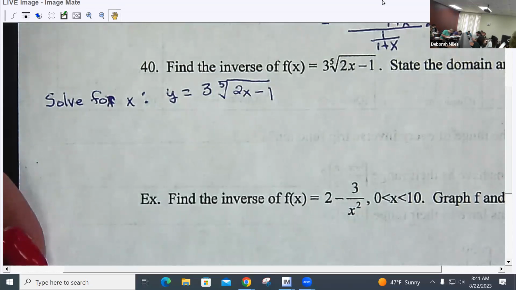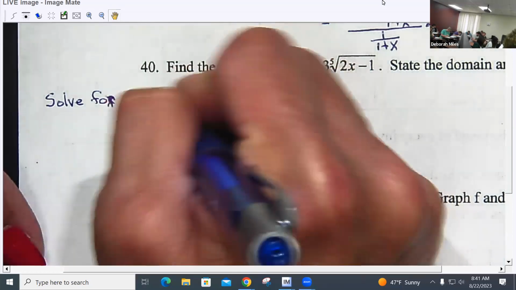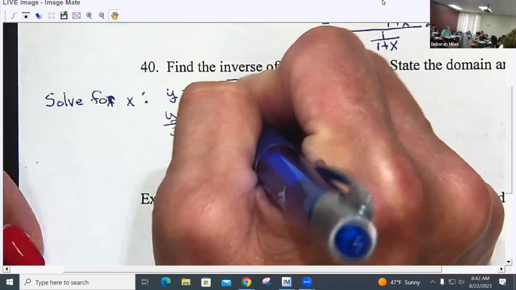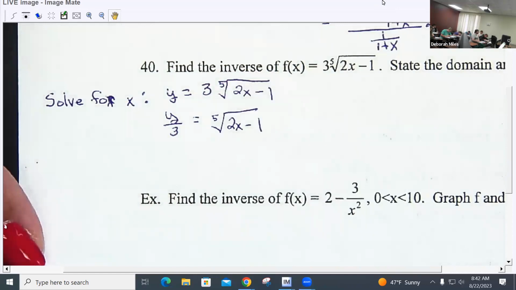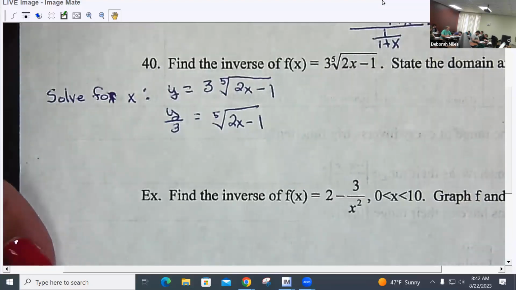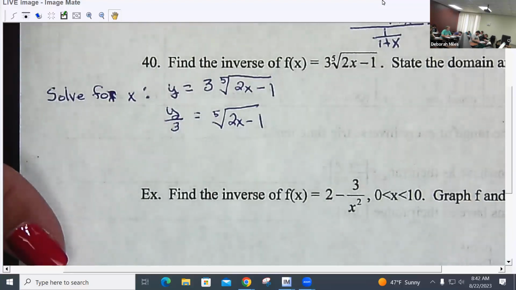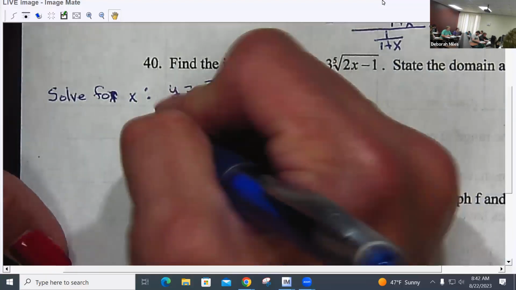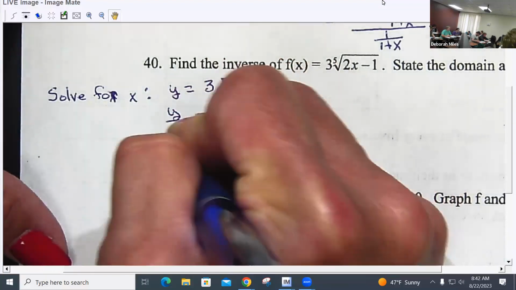Solve that for x. First, I would divide both sides by 3. And that's what you told me when we all had our eyes closed trying to squint this out. And after I divide it by 3, how do I undo the 5th root? Raise both sides to the 5th power.